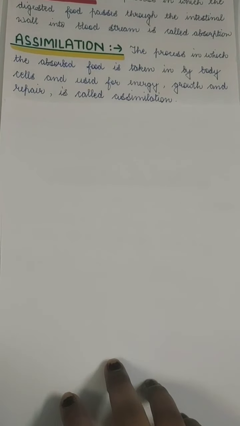After the assimilation is done, there is a waste material after the digestion which is no more required by the body. That material is thrown out of the body in a process called egestion. So the process in which the ingested food is removed from the body is called egestion.